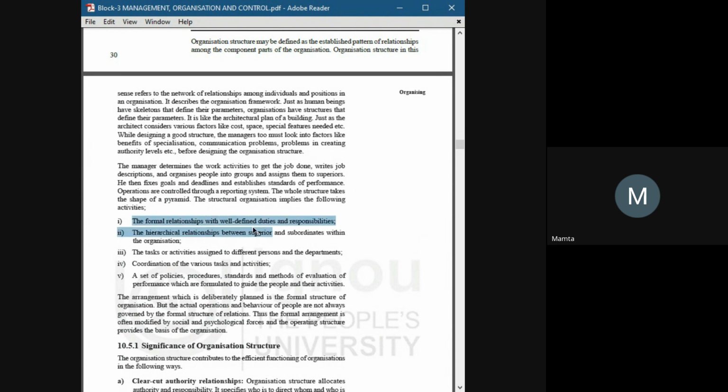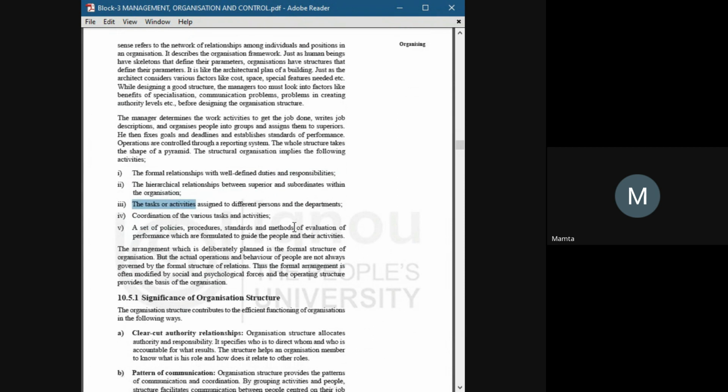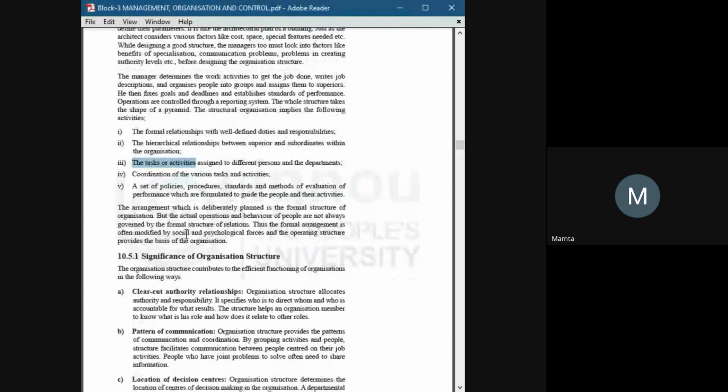The structural organization implies the following activities. The first one is the formal relationship with well-defined duties and responsibility. The hierarchical relationship between superior and subordinates within the organization. The tasks or activities assigned to different persons and departments. Coordination of various tasks and activities. A set of policies, procedures, standards, and methods of evaluation of performance, etc.